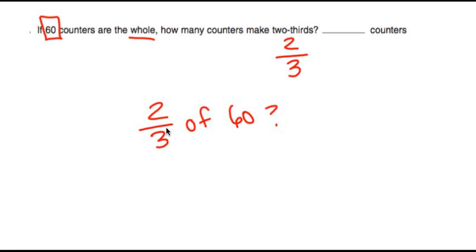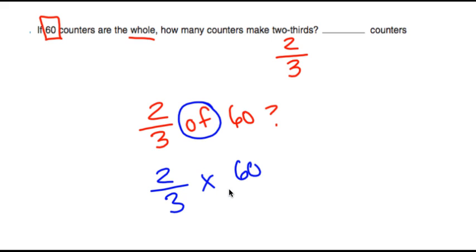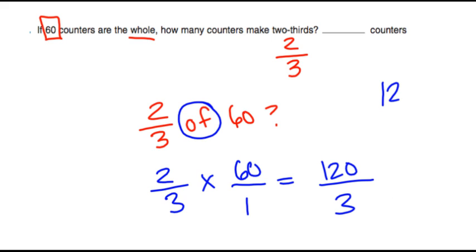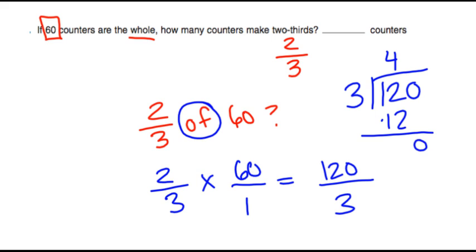Again, we need to turn this into a multiplication problem because our of means to multiply. So 2/3 times 60, and we're going to put the 1 underneath the 60. Multiply the numerators. 2 times 60 is 120. And 3 times 1 is 3. We have an improper fraction. In order to simplify, we need to divide. 3 goes into 12 4 times. And 3 goes into 0 0 times. So how many counters make 2/3 of 60? We would say 40 counters.